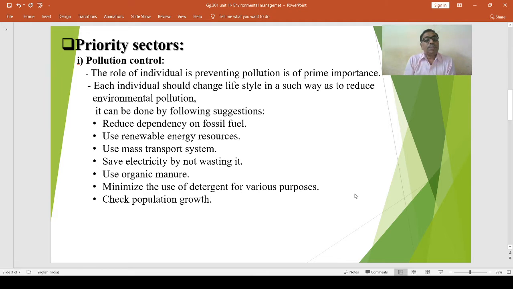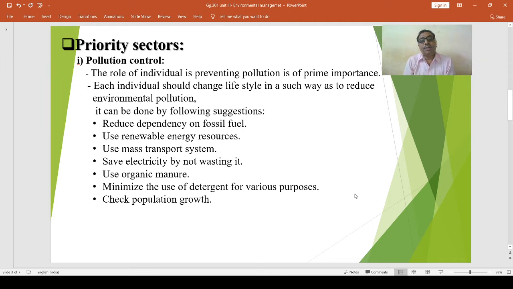First one is pollution control. The role of the individual in preventing pollution is of prime importance. Each individual should change lifestyle in such a way as to reduce environmental pollution. It can be done by following suggestions.